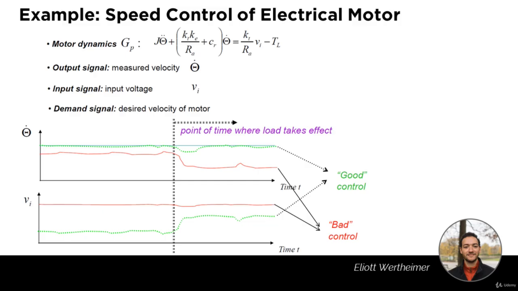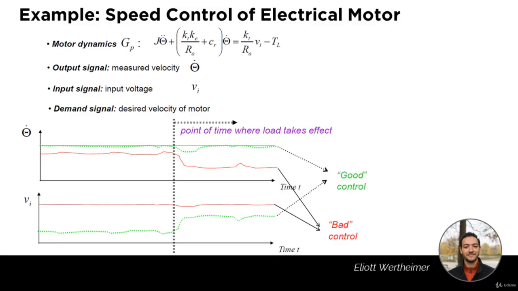Let's look at another example that is really relevant to this course and more approachable: the speed control of an electrical motor. So ensuring that an electrical motor is turning at the velocity we want it to be turning. First we have the motor dynamics GP, which are modeled by the equation you can see here. It looks very complicated, but it is a normal differential equation for an electromechanical engineering system, something that we saw in one of our first lectures.